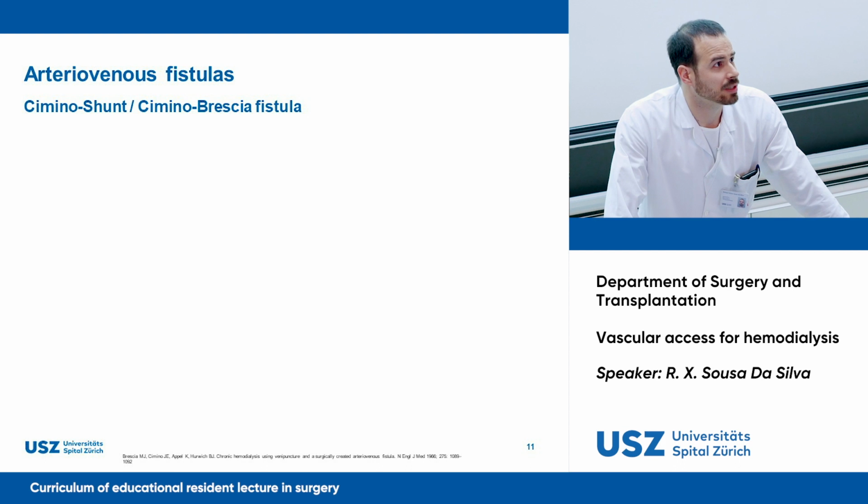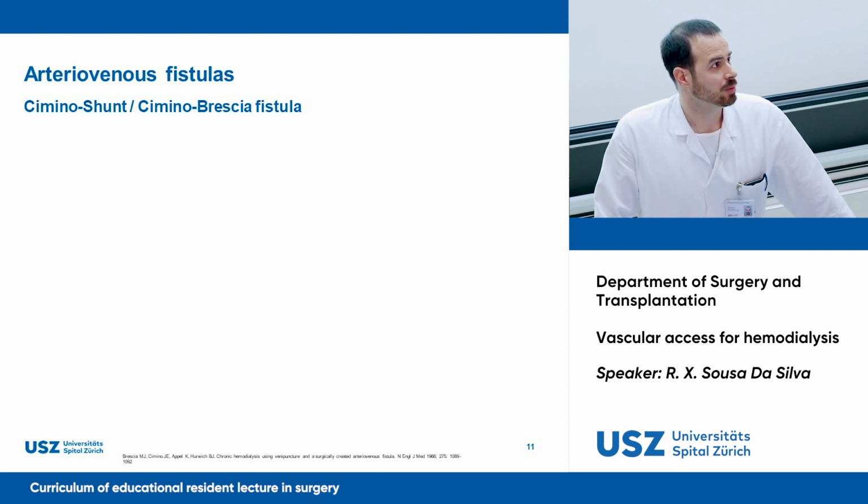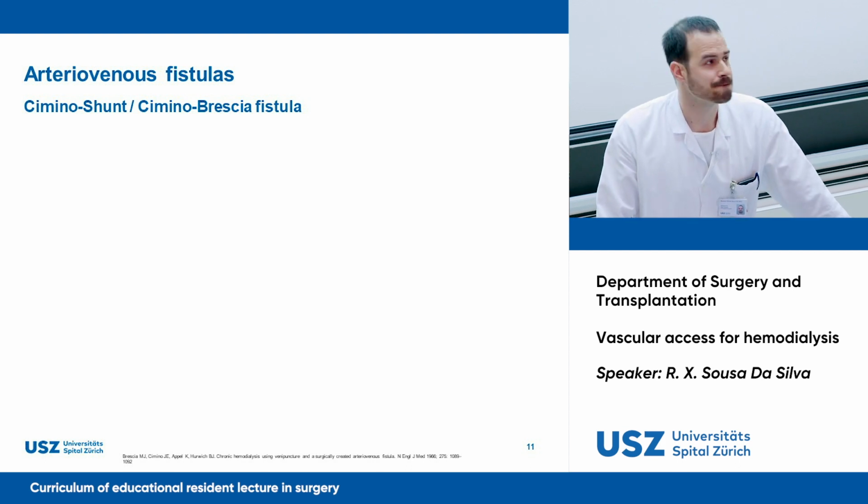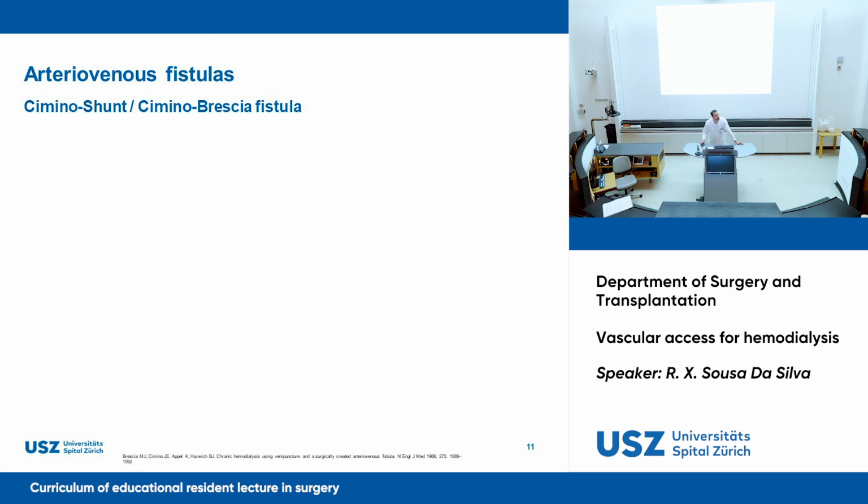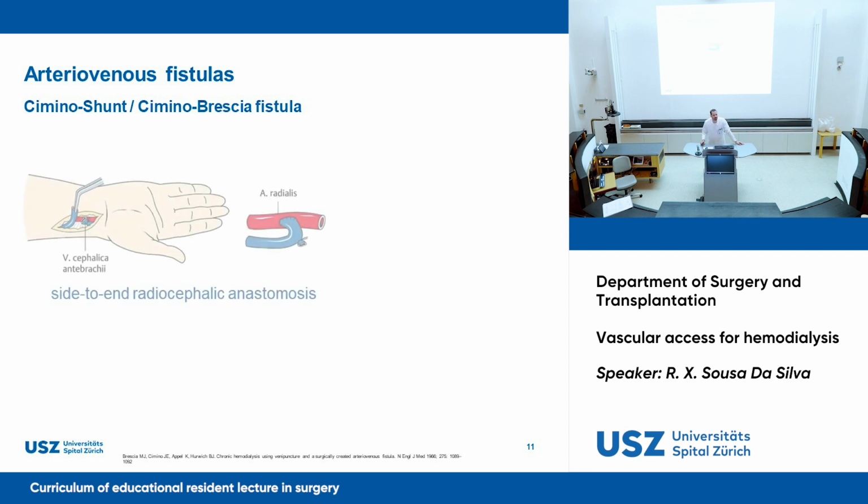Does any resident know what the Cimino shunt or Cimino-Brescia fistula is? It is a fistula between the arteria radialis and the vena cephalica. Exactly, as shown before, the first option. Here you see it's a side-to-end radiocephalic anastomosis.